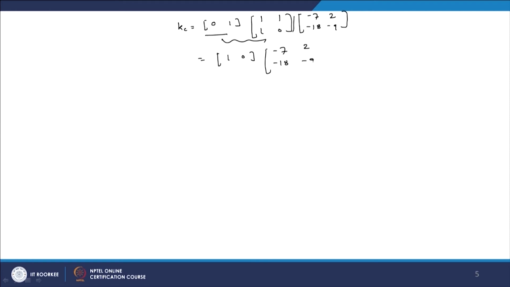Therefore, the final controller KC is given as [0 1], QC inverse is [1 1; 1 0], and here [minus 7 2; minus 18 minus 9]. Now, if you multiply these, after this you will get [1 0], and here [minus 7 2; minus 18 minus 9], and multiplying by this you will get [minus 7 2].